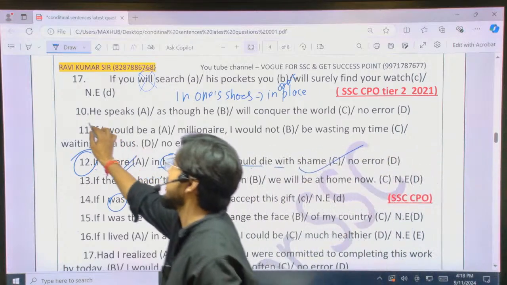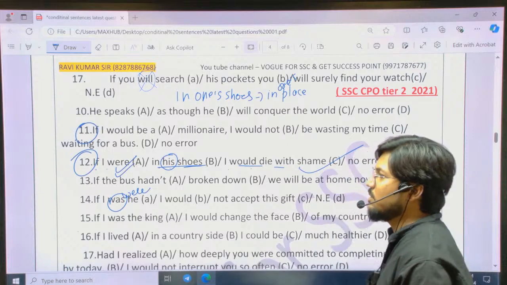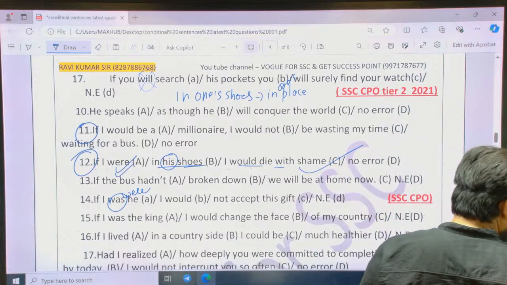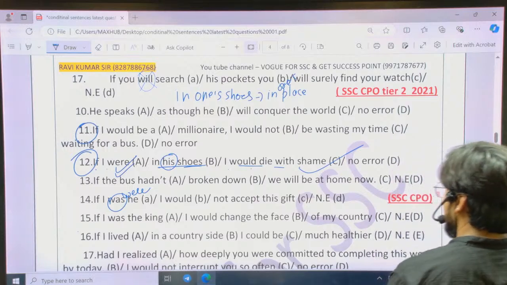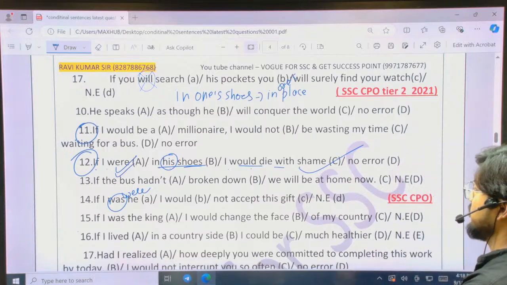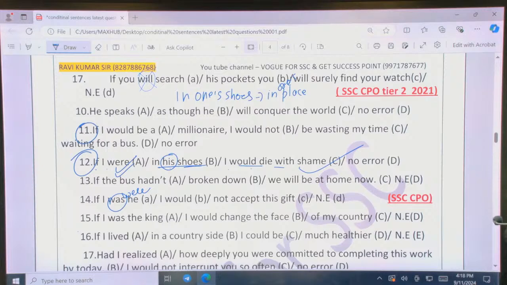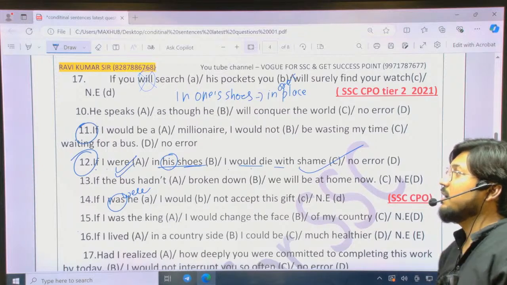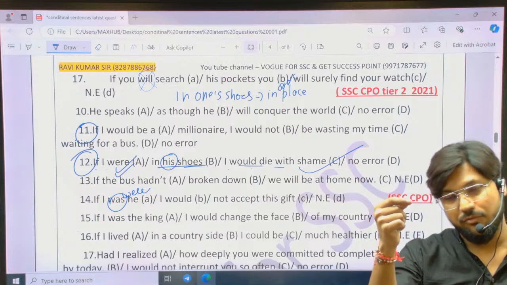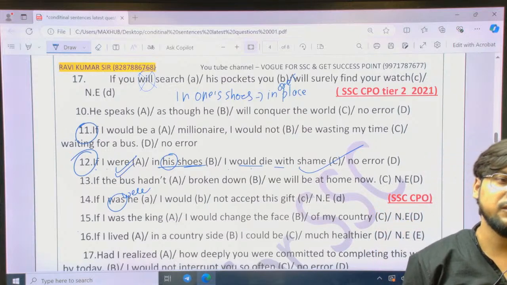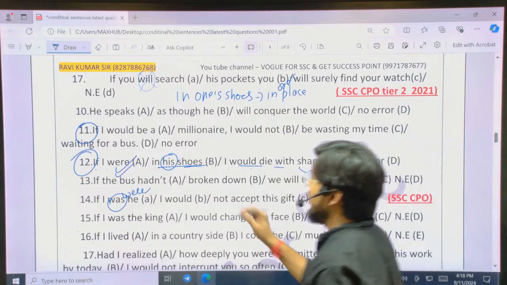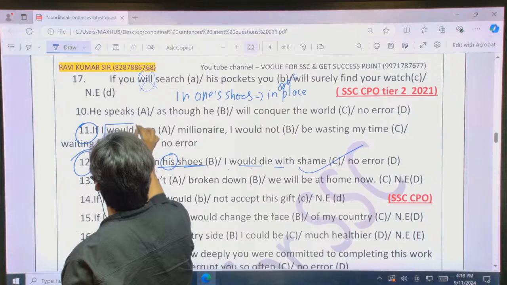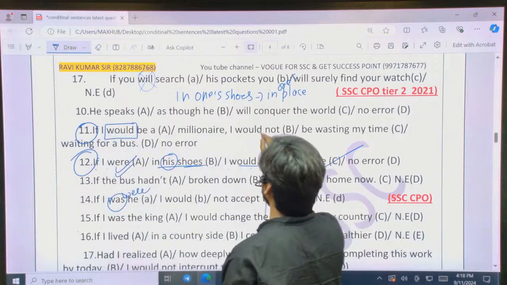Question number 11, tell me. Question number 11. If I would be, again, if I'm saying if does not like will or shall, as well as if does not like would. Or we can't use would twice in a sentence.